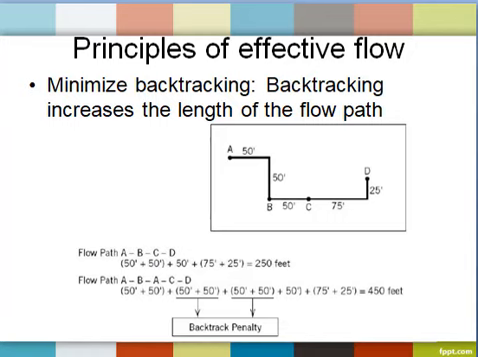Backtracking increases the length of the flow path. Just take a look at the practice here. Flow from A, B, C, D is the total calculation of 15, 50, 75, and 25. For calculating the backtracking step, the original distance may be counted, for example, in the practice below. A, B, C, D is a normal step, but if A, B, and back to the original one, which is A, you should count it as backtracking, which is the original step. So it may have a double score.